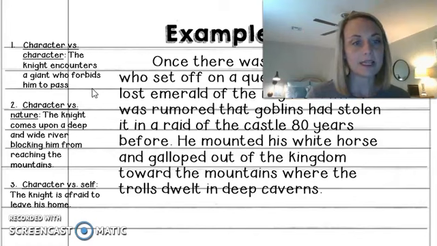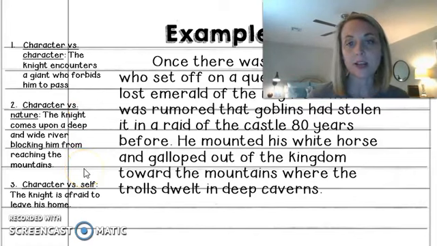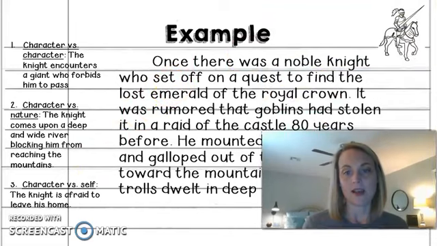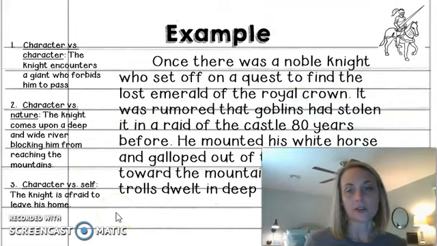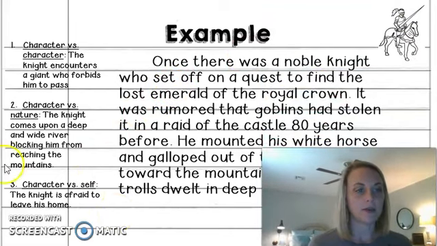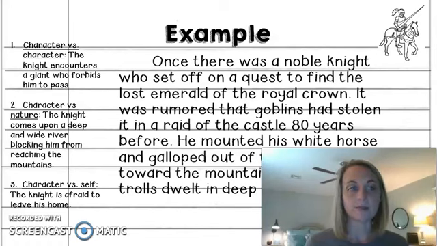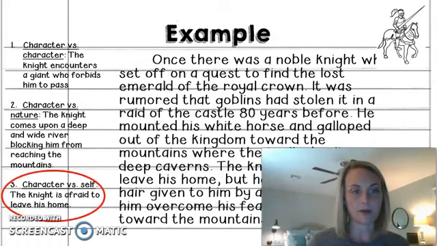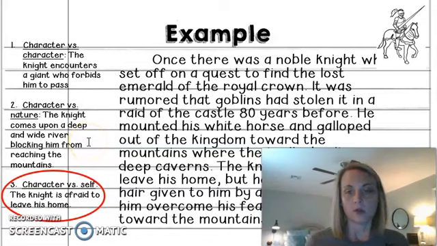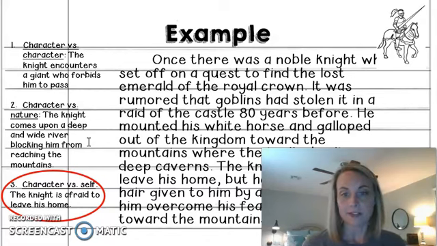And then finally, character versus self. The knight is afraid to leave his home. So he's dealing with fear. It's something inside of him. And that is my example of character versus self. So, let's say I randomly asked a family member, which one should I pick, 1, 2, or 3? And my daughter says 3. And that one is character versus self. So that's how I have to continue my story.